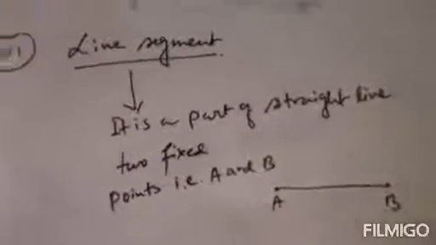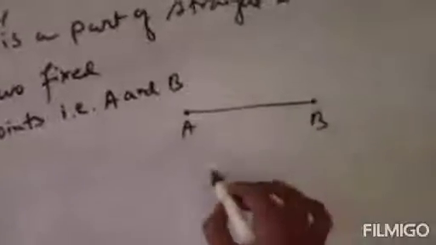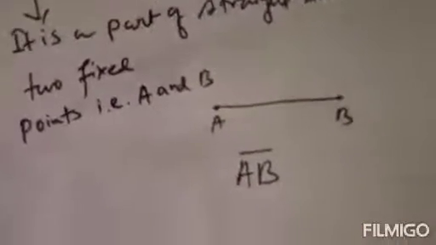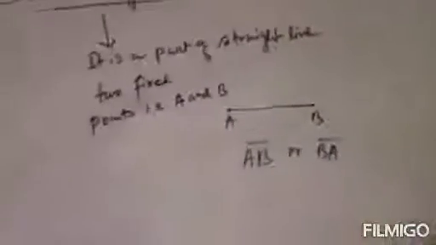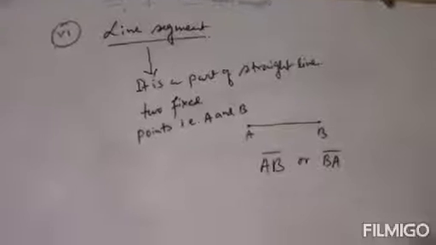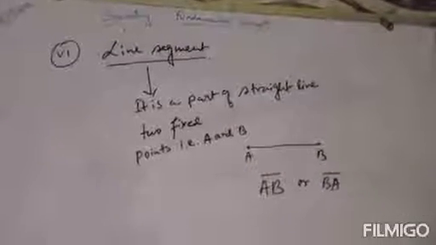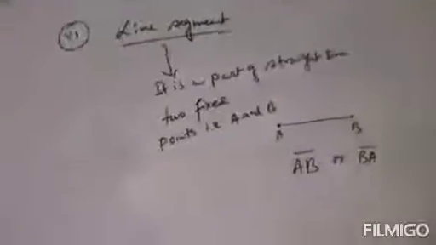This is the correct diagram of a line segment, and mathematically it is represented as AB with a bar sign over AB. You can represent a line segment like this, or you can also represent it like this, making a bar sign over AB or BA. This is how a line segment is depicted. So this is all about the line segment. Next, this is the 6th geometrical figure. Next, number 7.